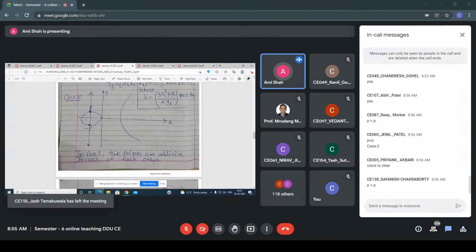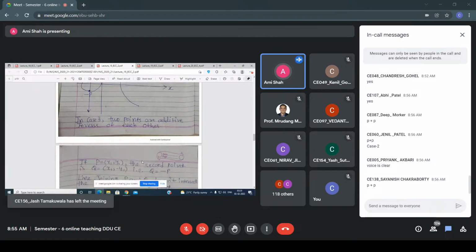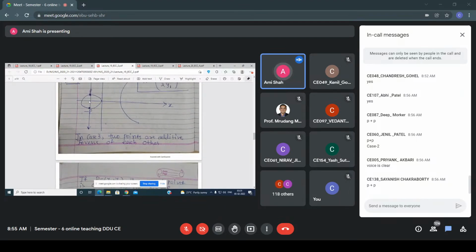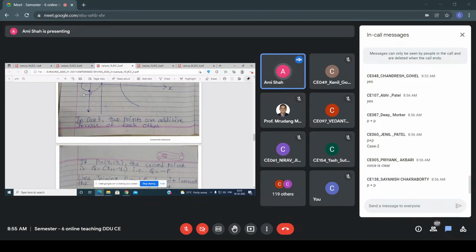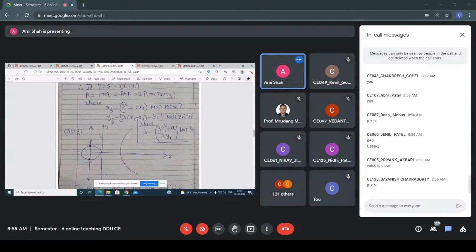That is, the 2 points are additive inverses of each other. Means if P is (x1, y1), the second point Q is (x1, minus y1), and you can say that Q equals minus P. So we will see the scenario so you can understand. So these are the three cases. Now see, first of all, what happened.